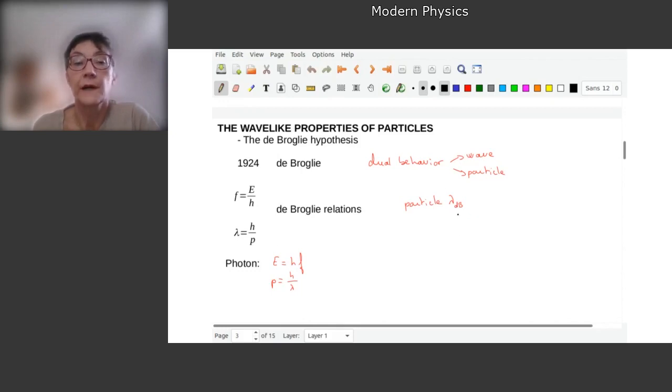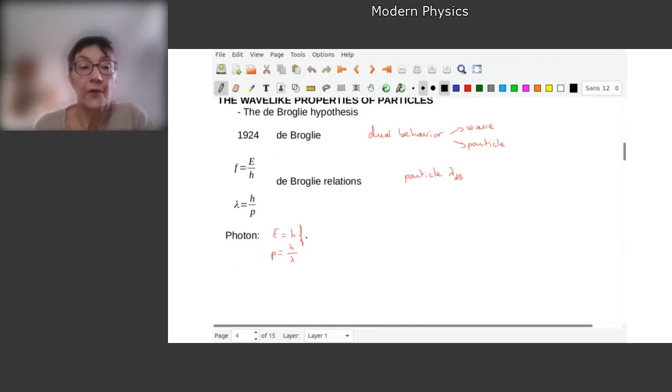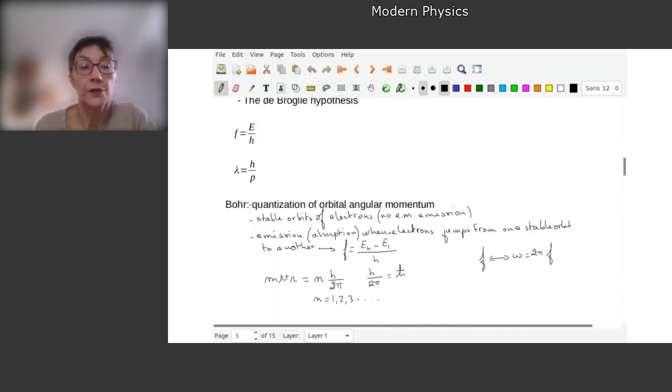And I also told you that when I can, I will use this notation lambda dB for de Broglie, to remember that it is a wave associated with a matter particle. We also have this one for the photon. The energy of the photon, which is a particle, is hf, and the linear momentum is h over lambda, and this lambda is not lambda de Broglie because this lambda is really the wavelength of the wave.